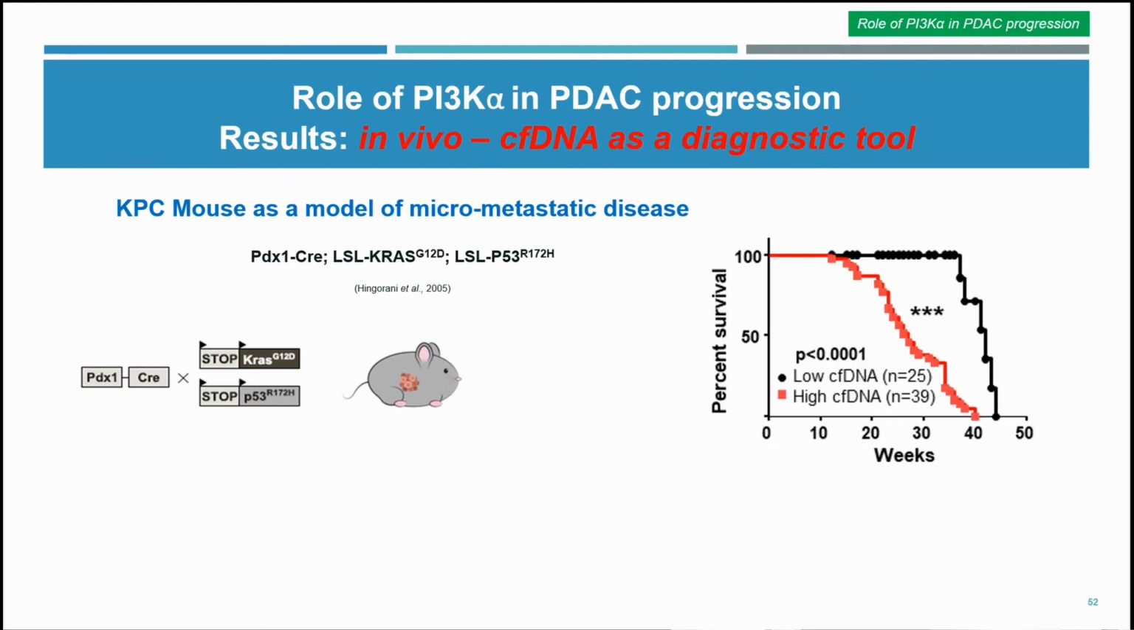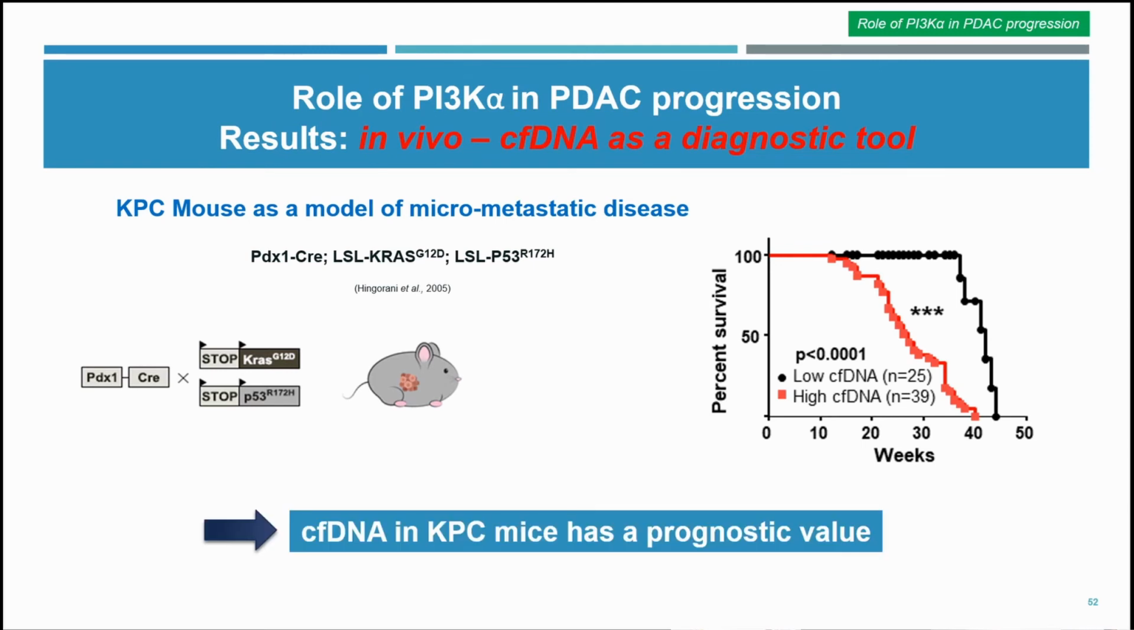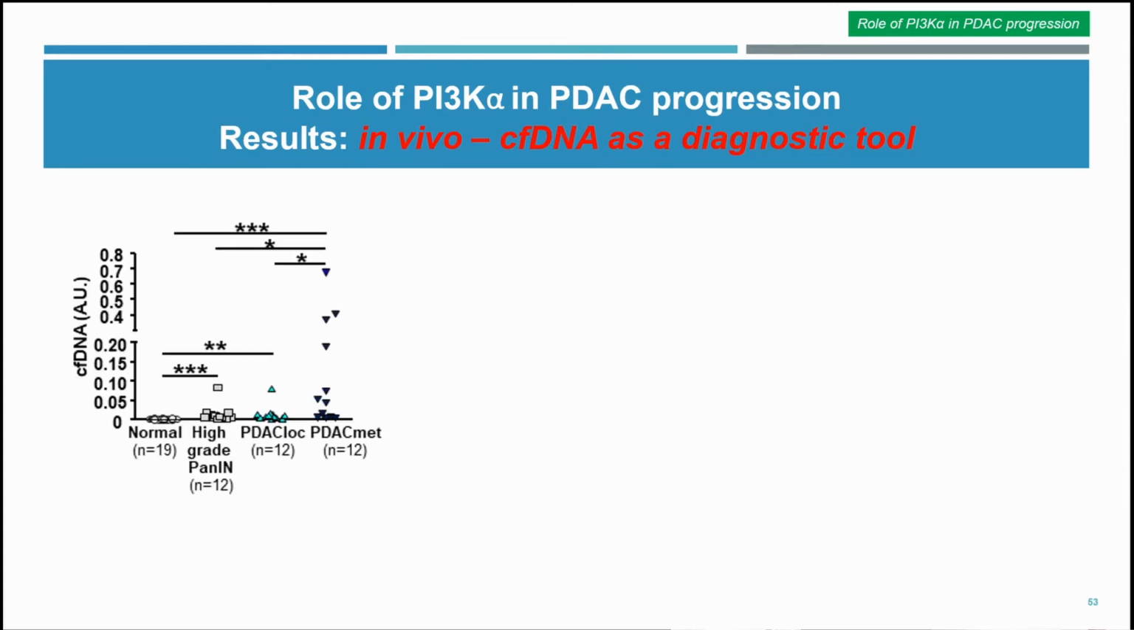So by measuring the cell-free DNA using two different genes, we measured its relative concentration, and what we observed was that KPC mice that presented higher levels of cell-free DNA also had shorter lifespans in comparison to mice presenting lower levels of cell-free DNA. So we could say that circulating cell-free DNA in KPC mice has a prognostic value.